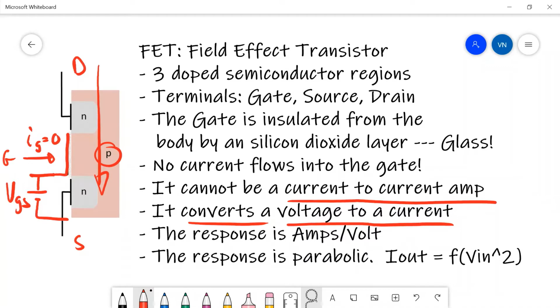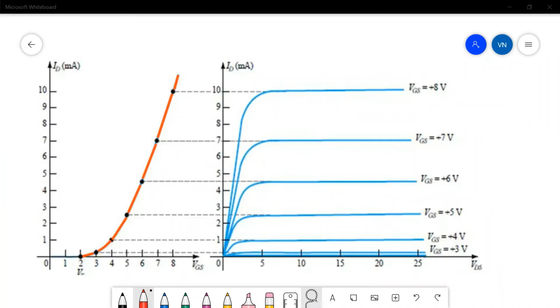Now, one of the things about a FET that makes it more difficult to analyze is that the response is parabolic. The drain current is a function of the input voltage squared. This means that in order to solve for the operating point, you have to solve a quadratic. So pretty much all semiconductor courses start with BJTs, and then you learn how to solve for an operating point because it makes the math easier because it's linear. Now we can develop a family of characteristic curves for the FET in much the same way that we did for the BJT.